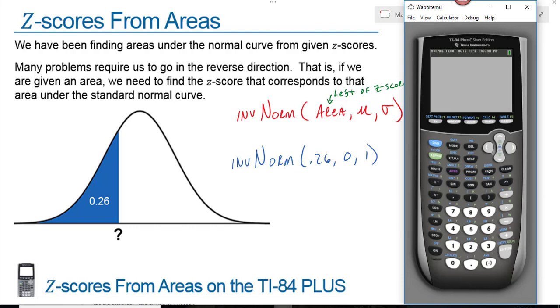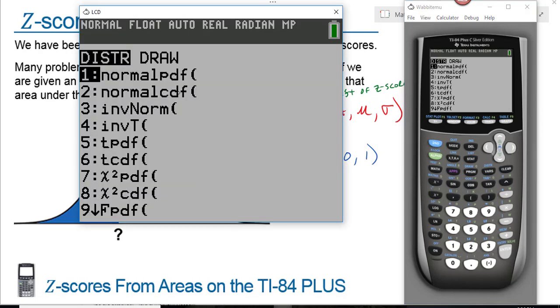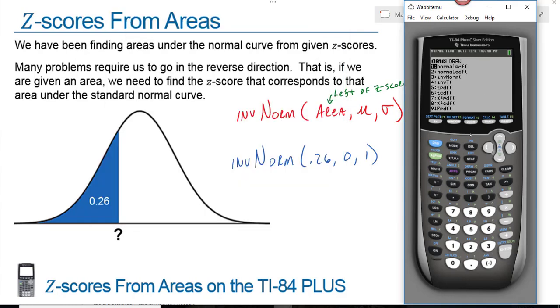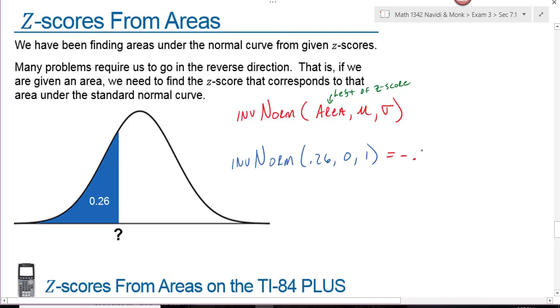We hit second, vars, because that's where our distribution is. If you will look, right under where your calculator says normal CDF, it says inverse norm. So we'd hit second, vars, number 3 to get to the inverse norm. You may want to make a note of that. The area for this problem is 0.26. The mean is 0, the standard deviation is 1, and this gives us negative 0.64. Typically we round our z-scores to 2 decimal places. So this is equal to negative 0.64.